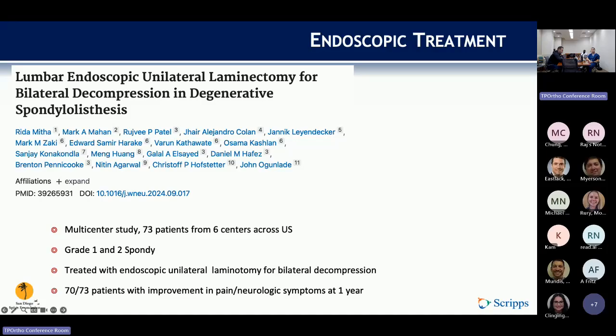This was a multi-centered study, 73 patients from 6 centers across the U.S. with a grade 1 or grade 2 spondy, and they were treated with endoscopic unilateral laminotomy for bilateral decompression in stable slips. They found that 70 out of 73 patients had an improvement of their pain or neurologic symptoms at 1 year. So I think this highlights that in the appropriately selected patient, there are multiple ways of achieving a decompression of the neural elements, and endoscopic techniques can be useful if performed safely.